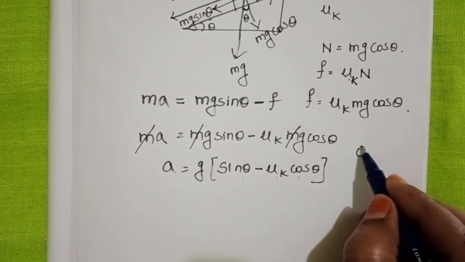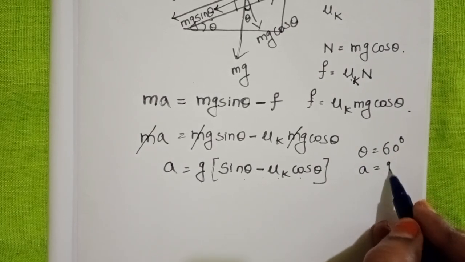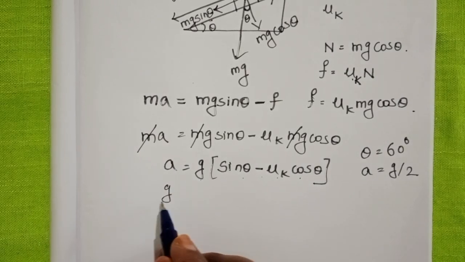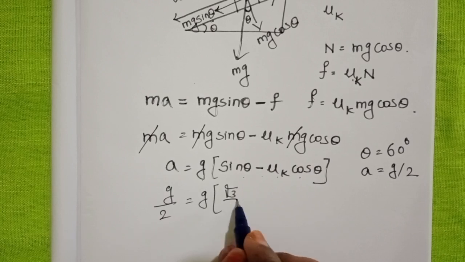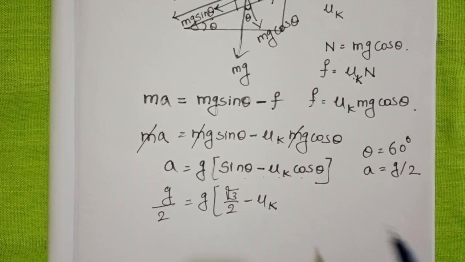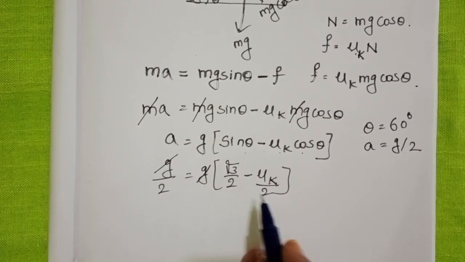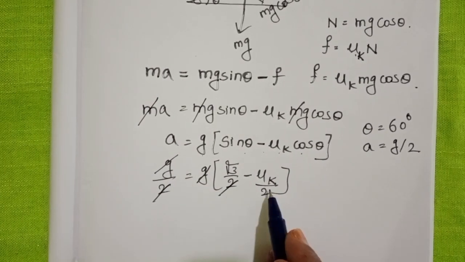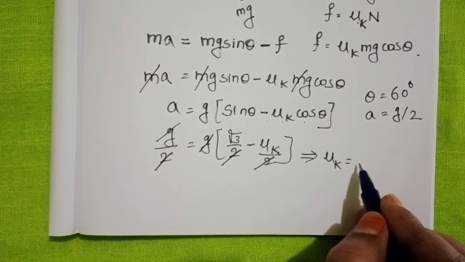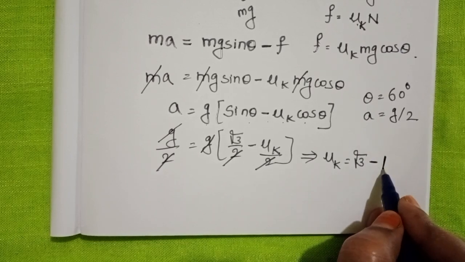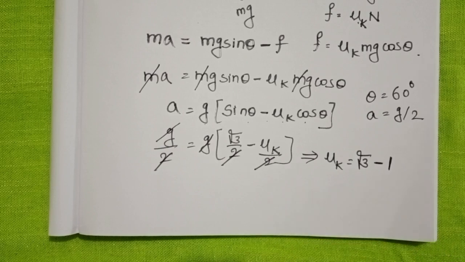Here we know the angle of inclination is 60 degrees, and the given acceleration is g by 2. So g by 2 equals g into sin 60, root 3 by 2, minus mu k into cos 60, 1 by 2. On both sides g gets cancelled. Take 2 common. 2 also gets cancelled on both sides. From this, mu k equals root 3 minus 1. So the coefficient of kinetic friction is equal to root 3 minus 1. The third option is correct.